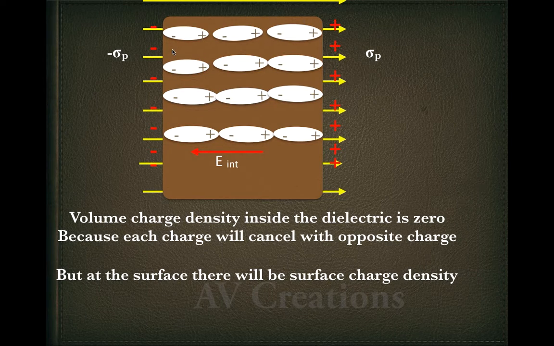Now, because of this accumulation of charge on the two sides, there will be a surface charge density. Here it is minus sigma p, here it is sigma p. But inside the dielectric, if you consider a volume, the total charge will be zero because of the opposite charges. Each charge will cancel with the opposite charge, but at the surface there is no cancellation, so there will be a surface charge density sigma p and minus sigma p.